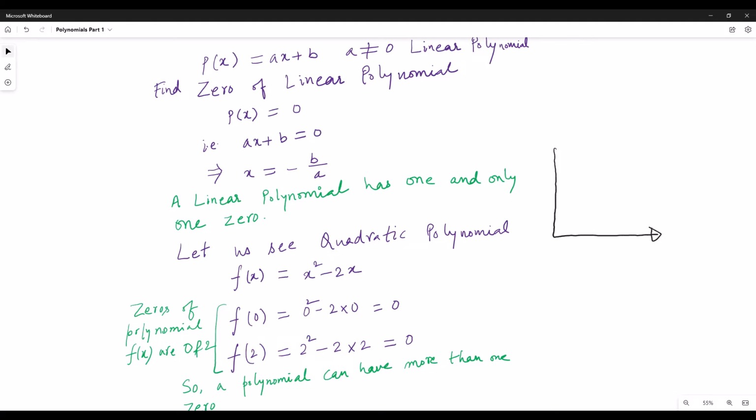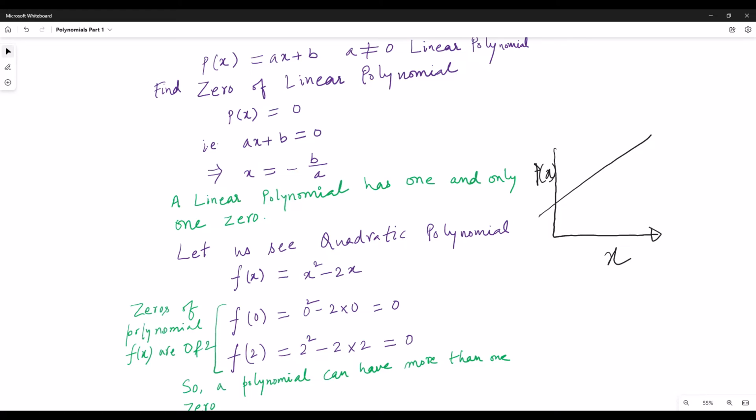What is the general graph of ax + b? This is x and this is y, like ax + b, y is p(x). We can write, if this is x, this is p(x). So if it is a linear polynomial, the graph will be like this. If it is a quadratic polynomial, you can try to find out yourself what will be the shape of this curve, and if it is a cubic polynomial, what will be the shape of this curve. This is the assignment. You may try yourself by taking one example and plotting it on a graph.